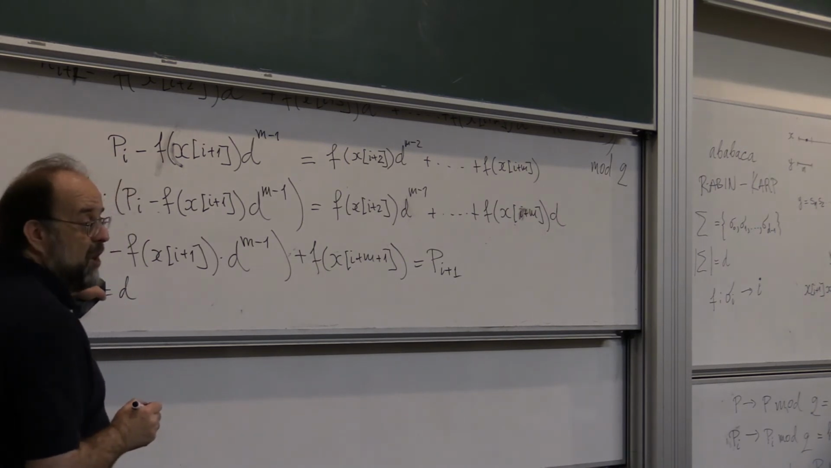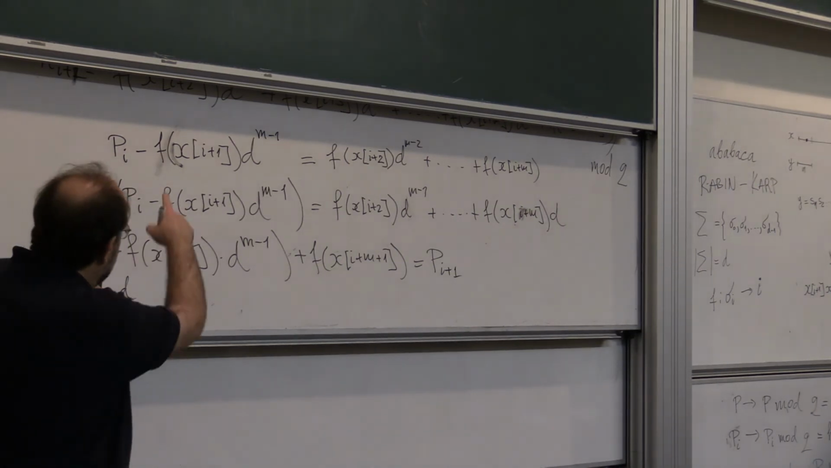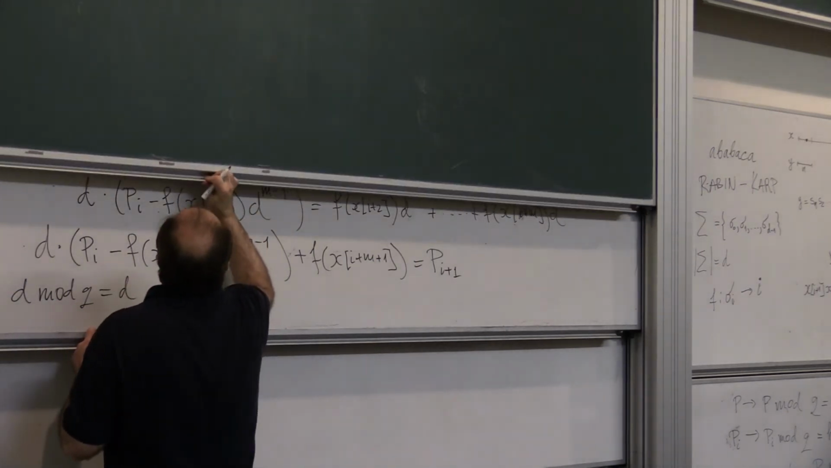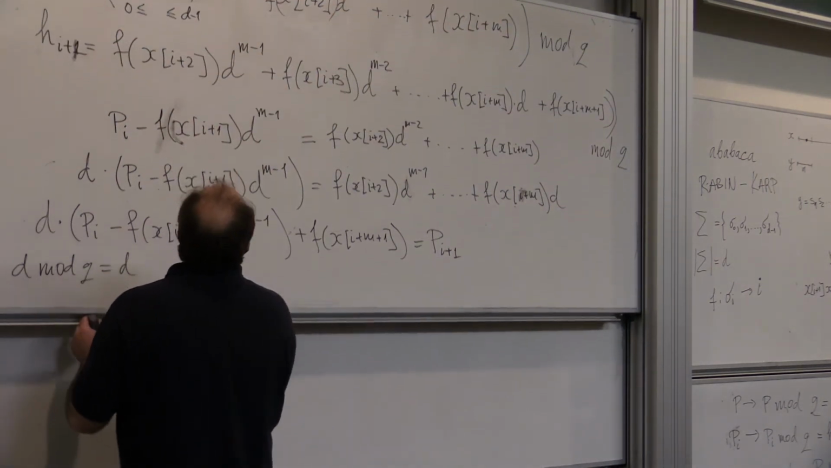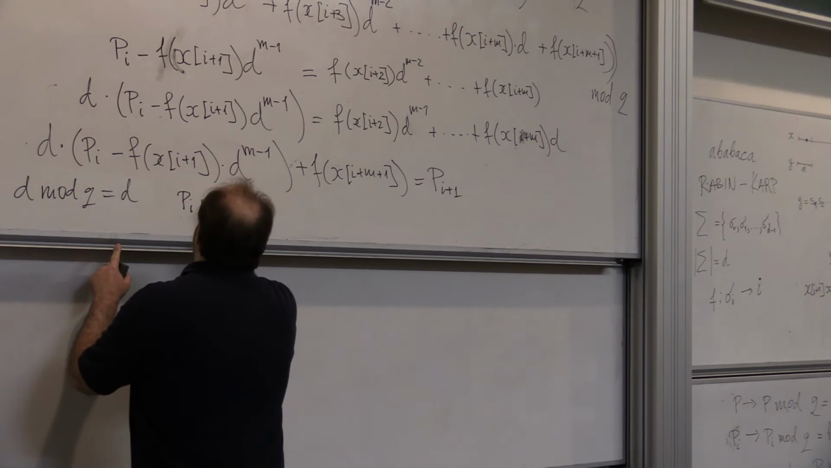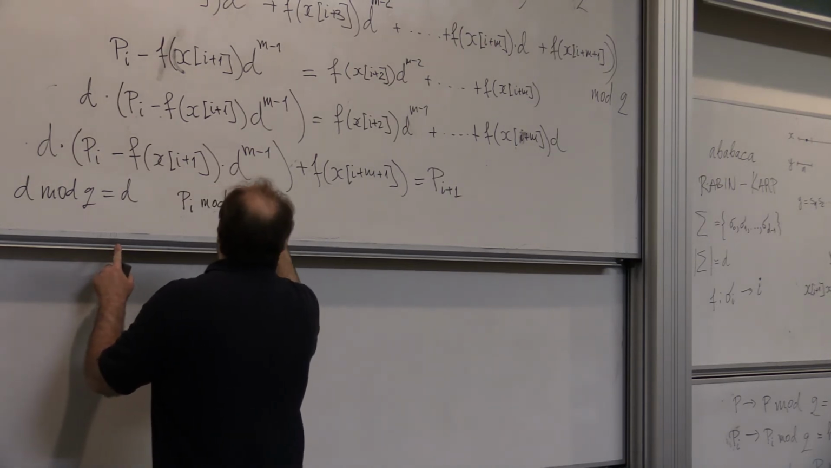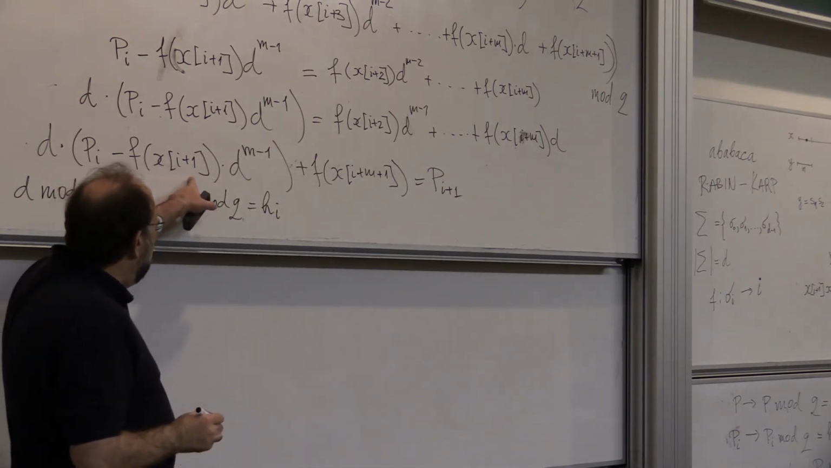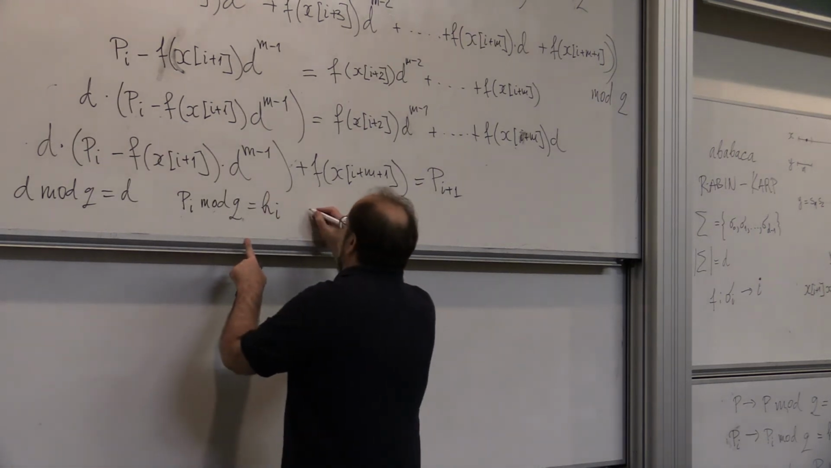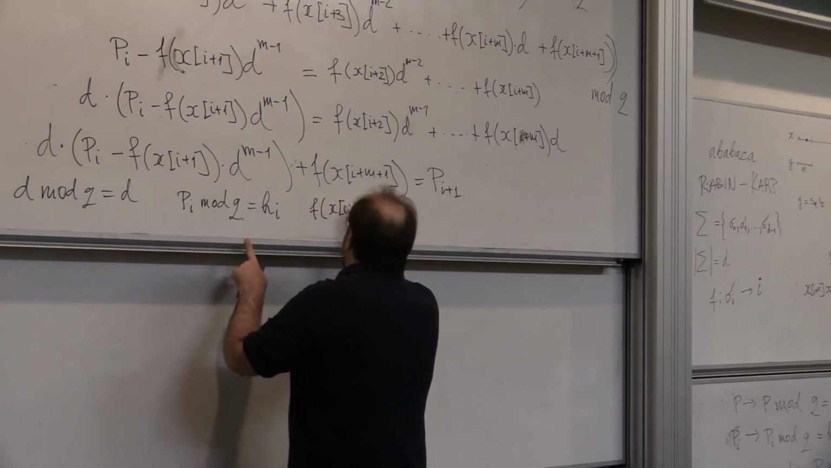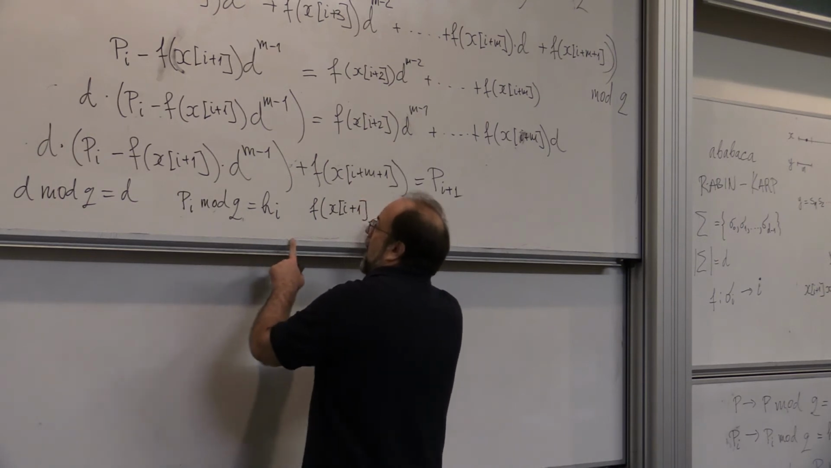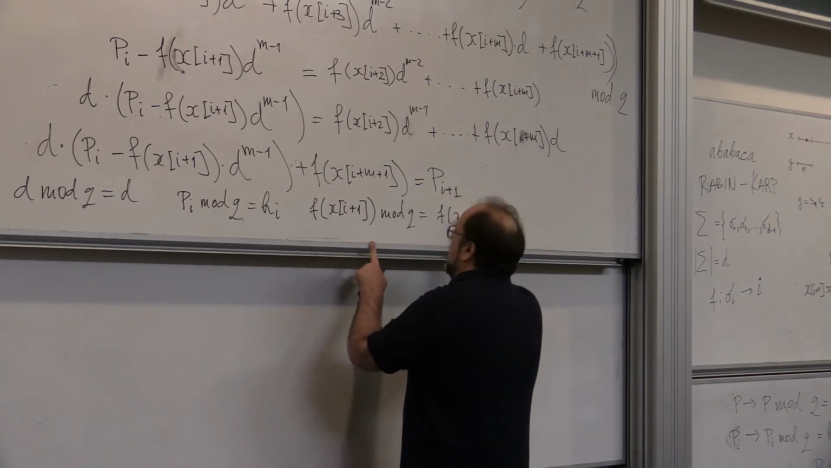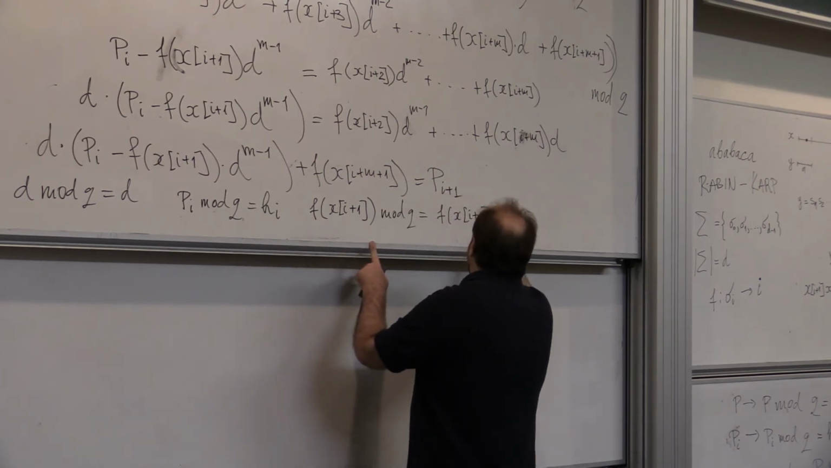What is pi mod q? That's exactly, so pi mod q is just hi, right? Now this is between 0 and d, so this does not change, so f of x i plus 1 mod q is just f of x i plus 1.